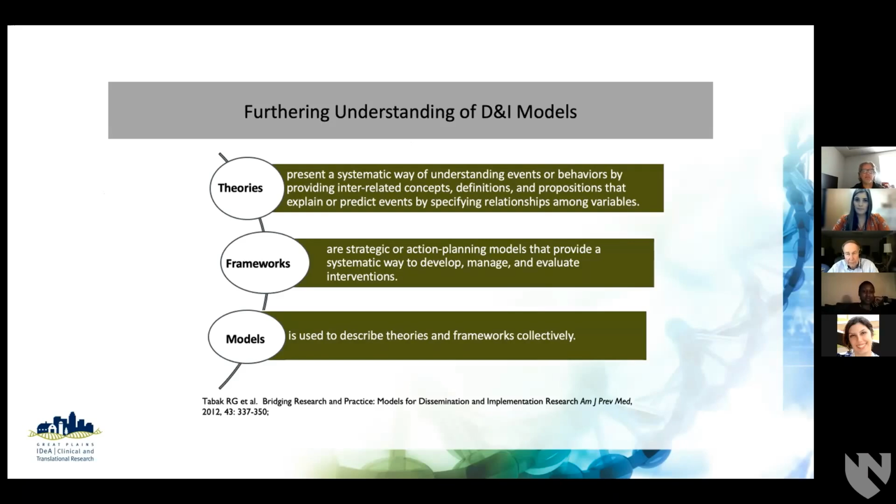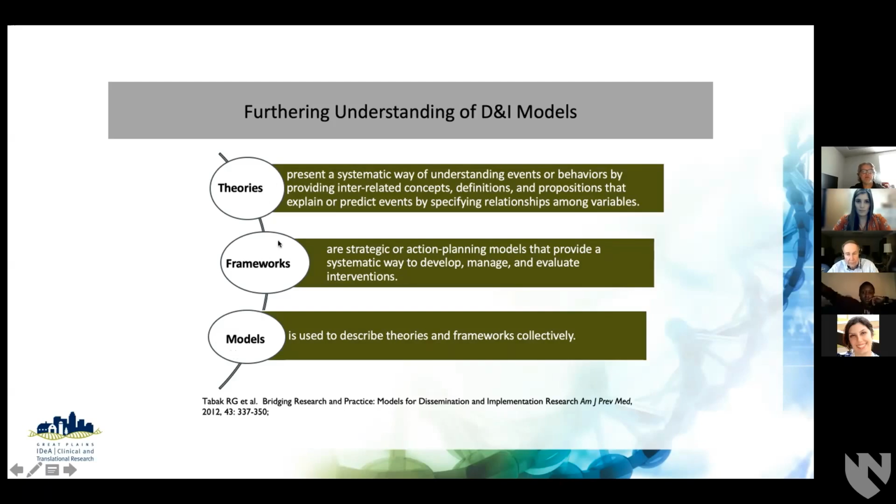a little bit more on dissemination implementation science models. Boy, this paper, it seemed like it was new, but it's been 10 years since Rachel Tveck wrote this paper. But this was a really good fundamental paper that said, hey, when we hear about theories, frameworks, and models, what exactly are those? And this gives a little bit of a description. I think it's good for folks to know.